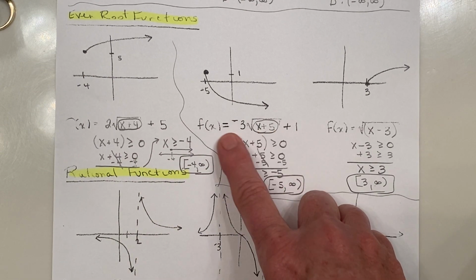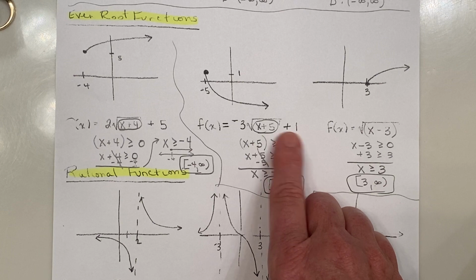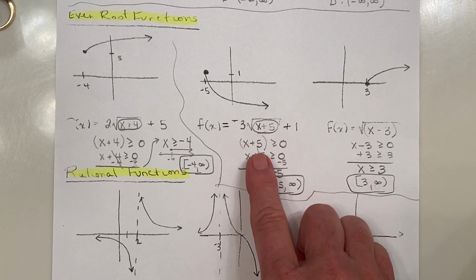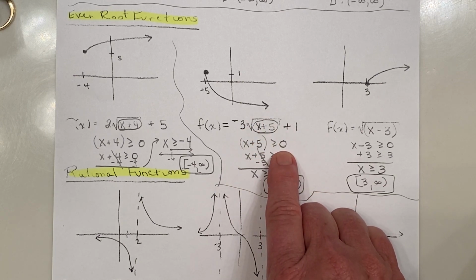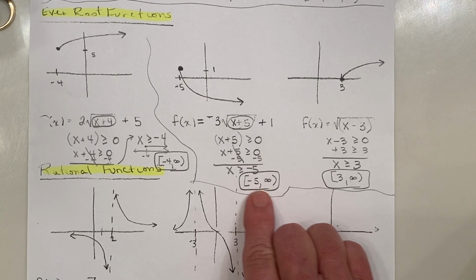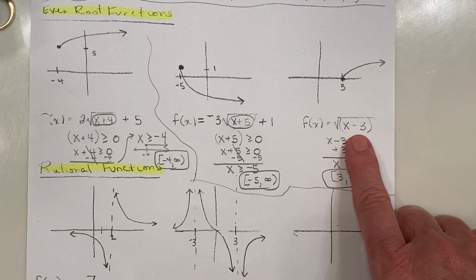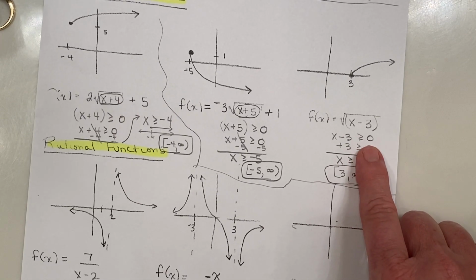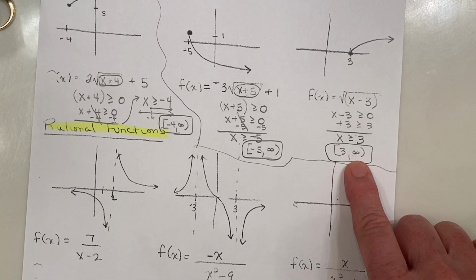In this example, if I want to find the domain, I ignore the 1 and the -3, but I take the x plus 5 and I force it to be greater than or equal to 0, and I solve. In this equation right here, we take x minus 3, set it greater than or equal to 0, solve, and we get the domain.